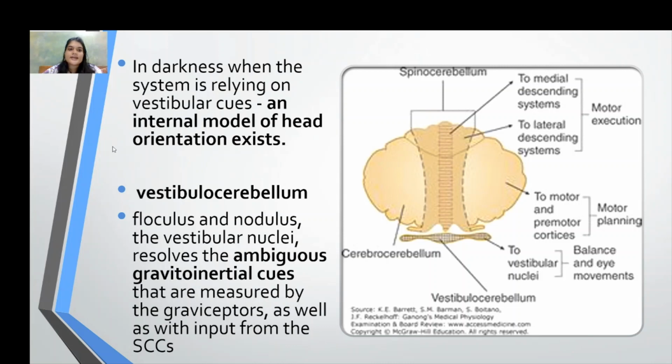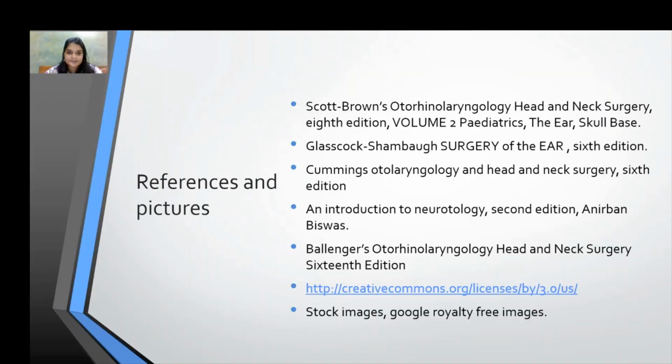In darkness, what happens? We don't have visual cues. So it is said that there is an internal model of head orientation in the vestibulocerebellum, the flocculus and nodulus, and the vestibular nuclei, which resolves the ambiguous gravito-inertial cues. That is measured by the graviceptors as well as inputs from the semicircular canals.